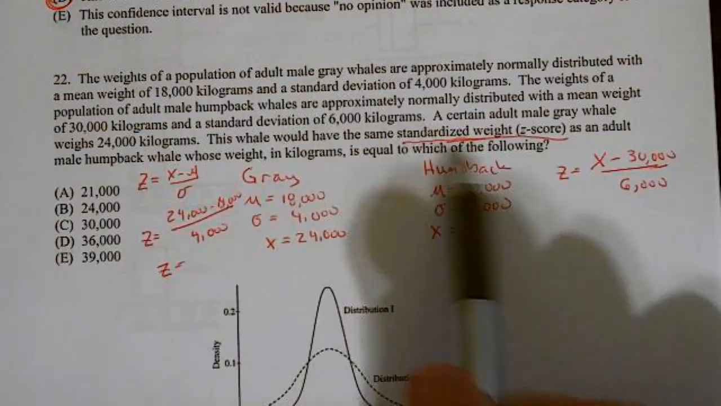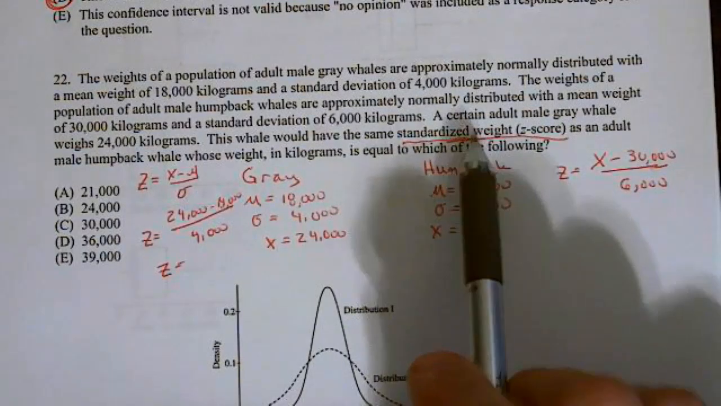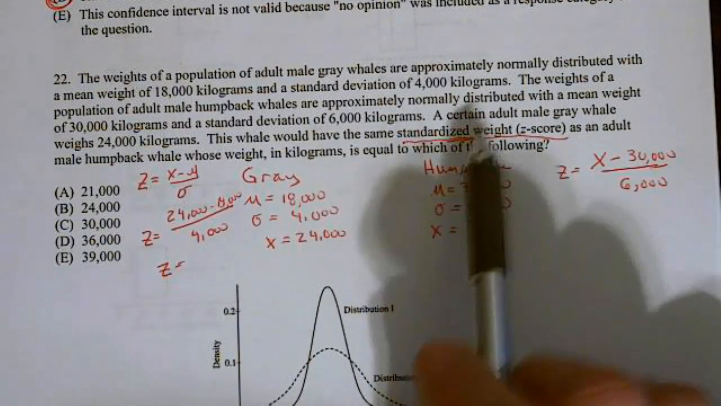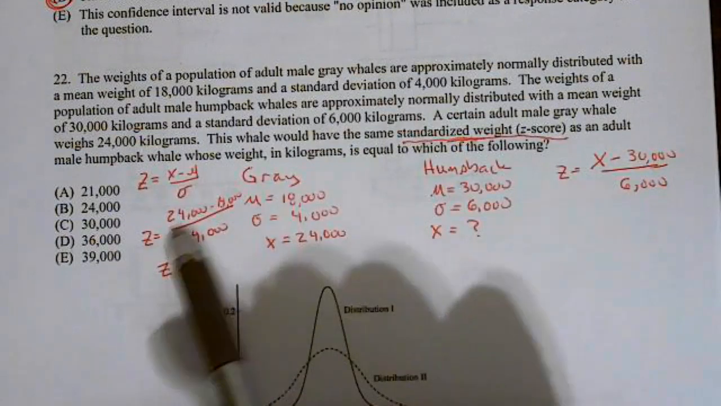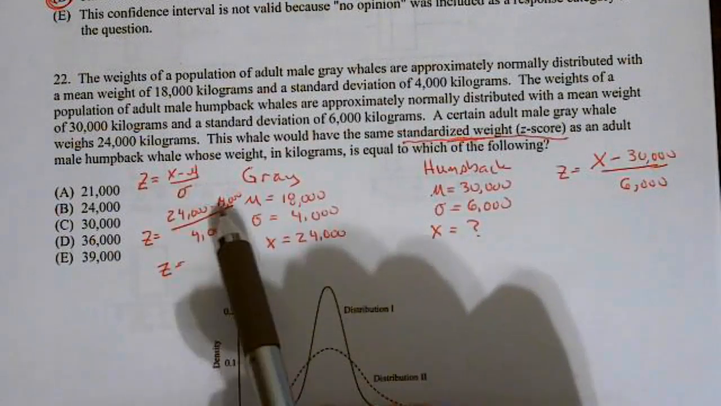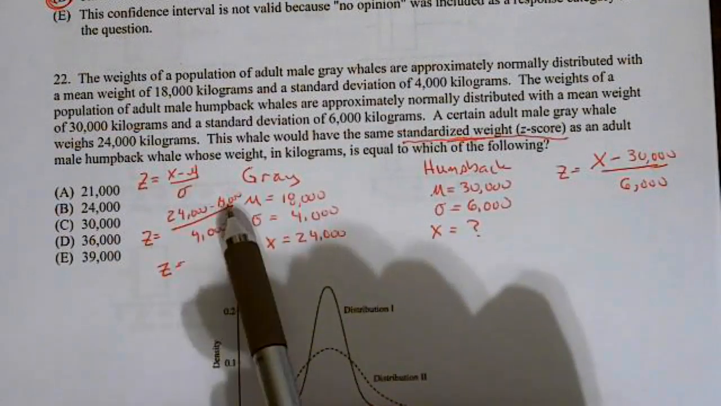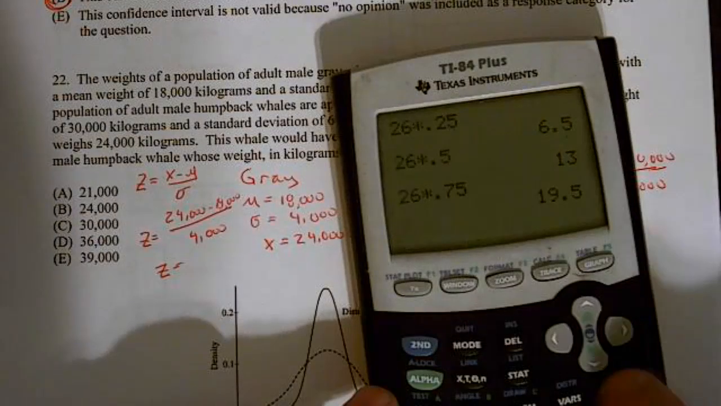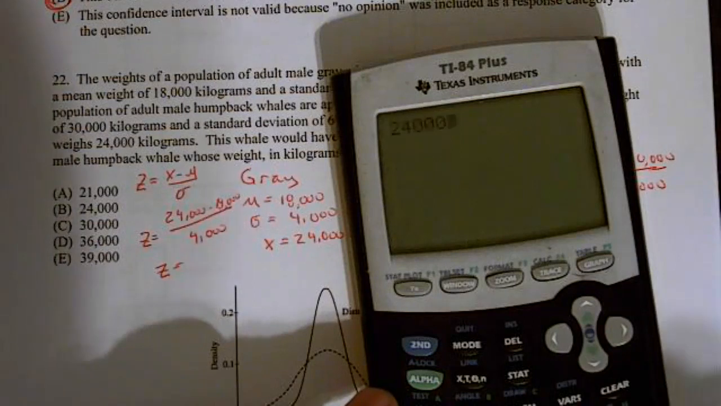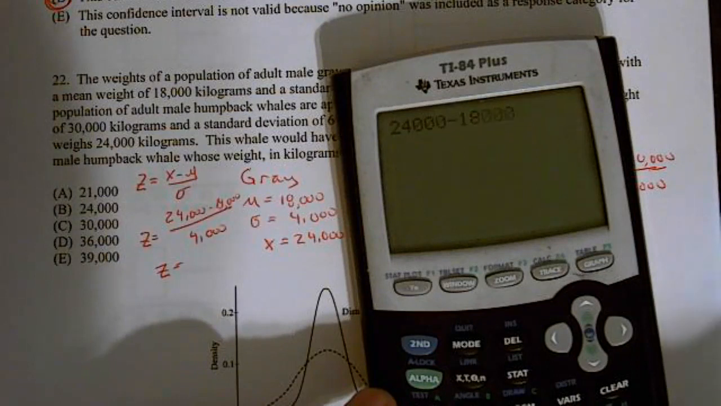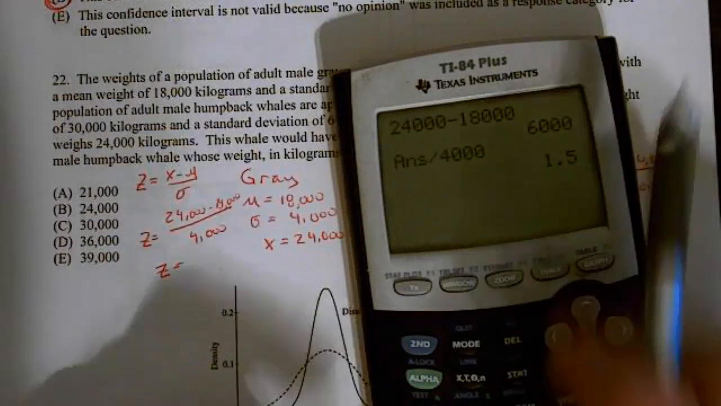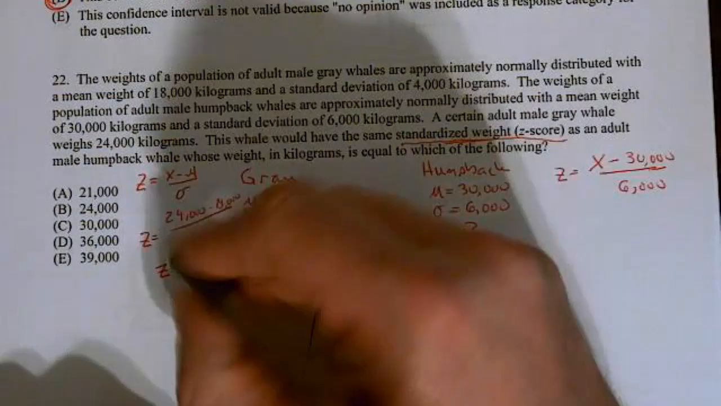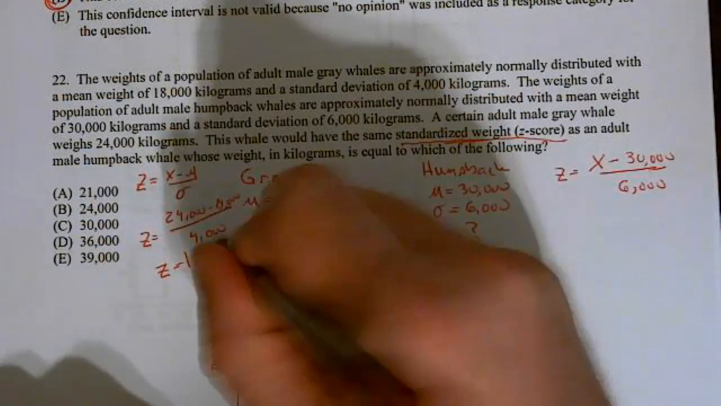They said standardized weight, we should know it's a z-score. By the way, they didn't have to tell us the z-score, but if they just said standardized weight, I should be checking it out. And they told us it was normally distributed. So z equals x minus mu over sigma, so 24,000 minus 18,000, that's the average, divided by 4,000. And I end up getting a z-score of 1.5.